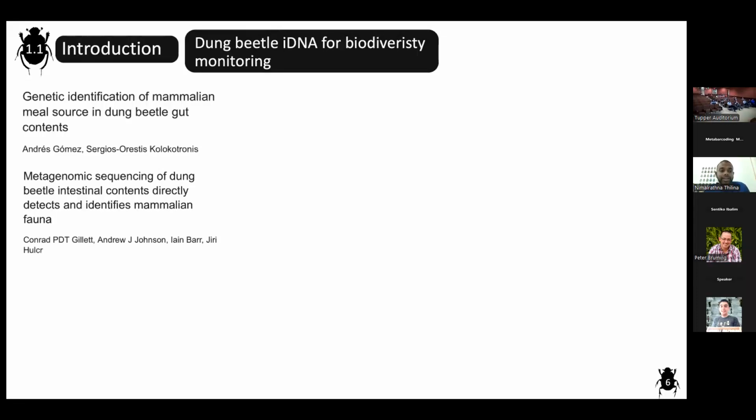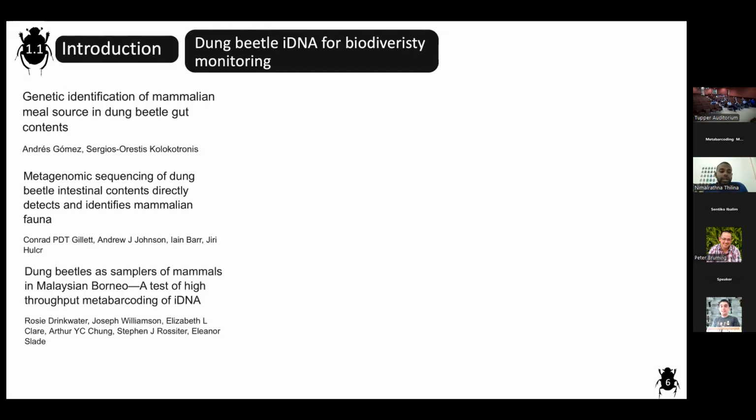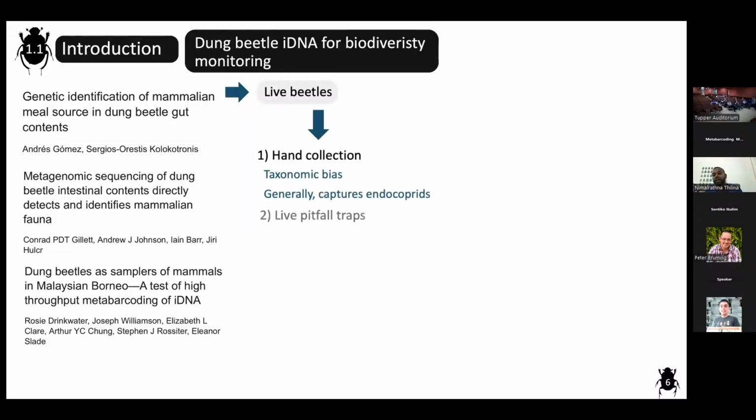So the recent studies use the dung beetle as a sampler to look at the mammalian meal source, and also to sample the mammals. However, all these studies use live beetles. There are some caveats when it comes to live beetles. They use hand collection.